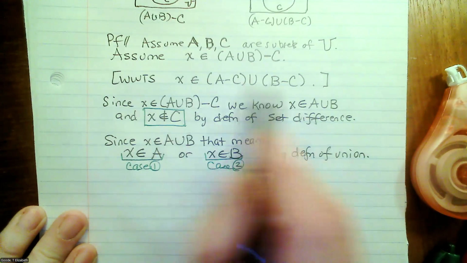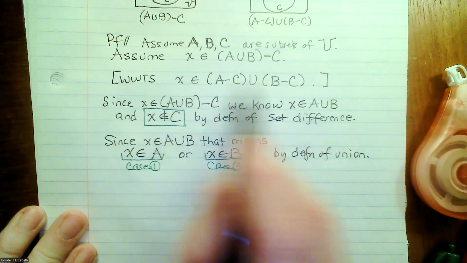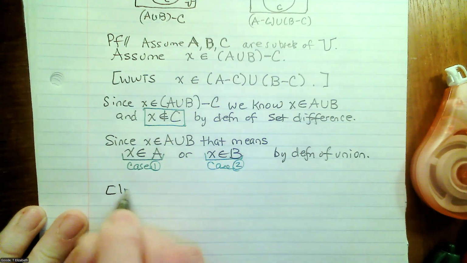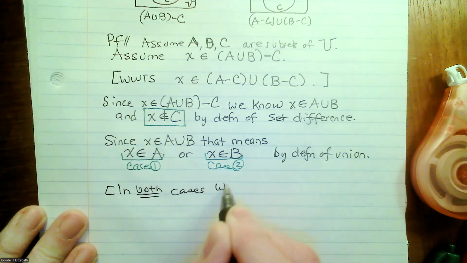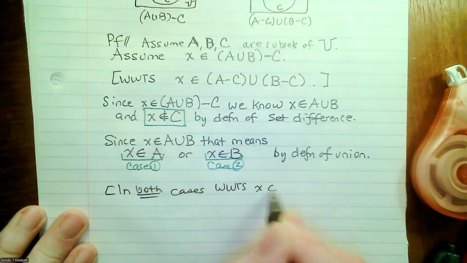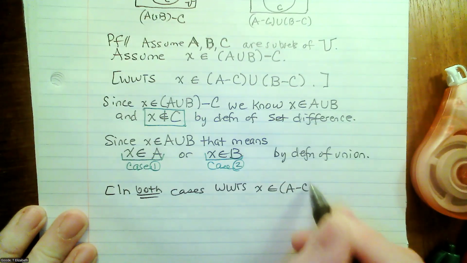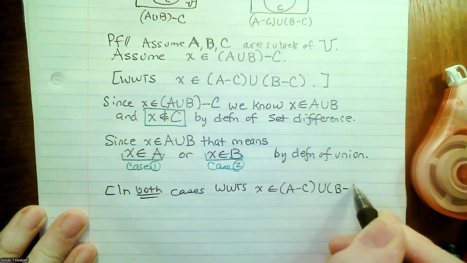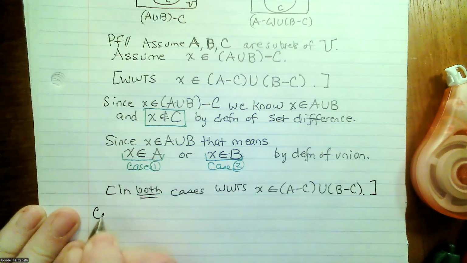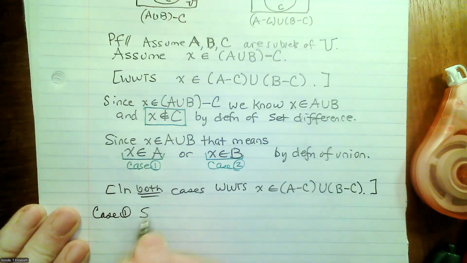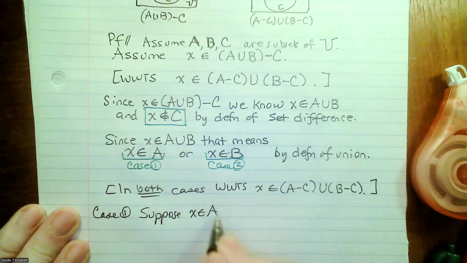In both cases, we wish to show that X is in that union of those two set differences. All right, so case one. Let's suppose the hypothesis of case one. We're going to suppose X is an element of A.